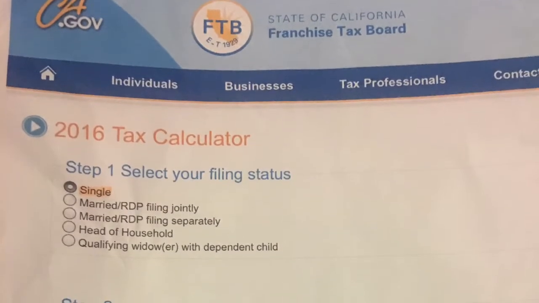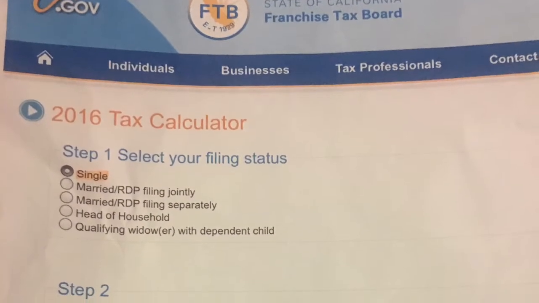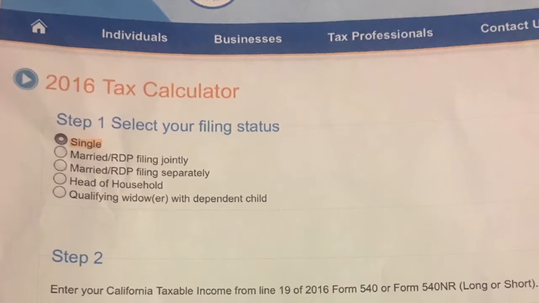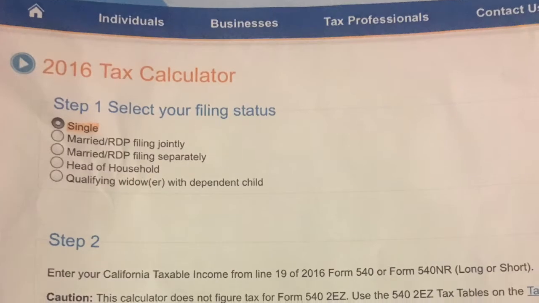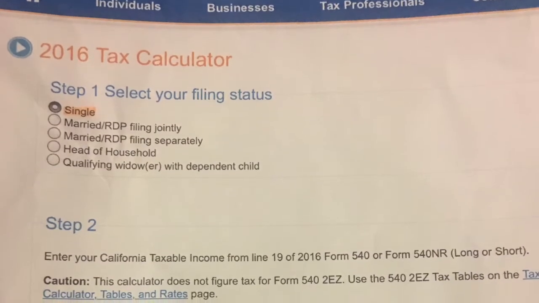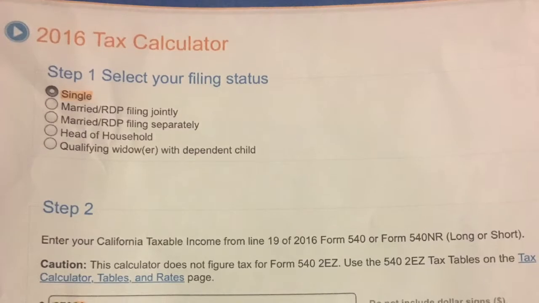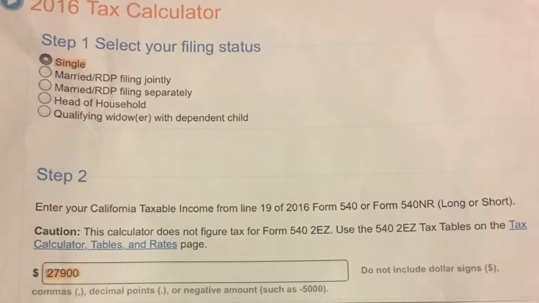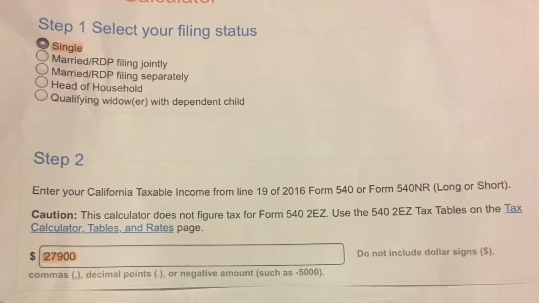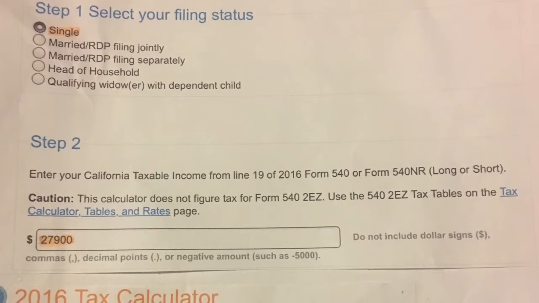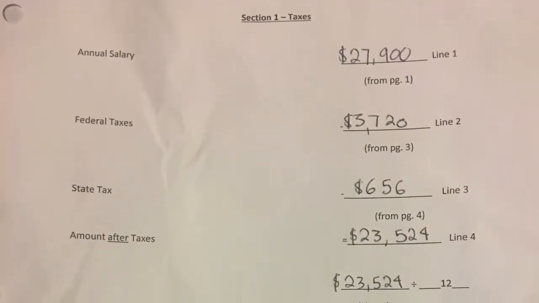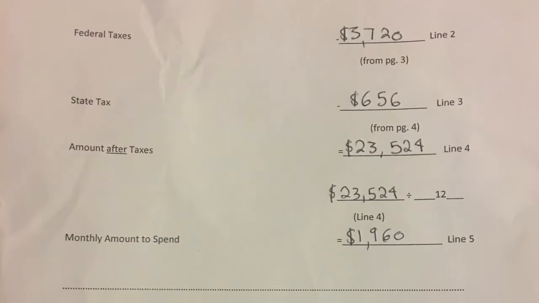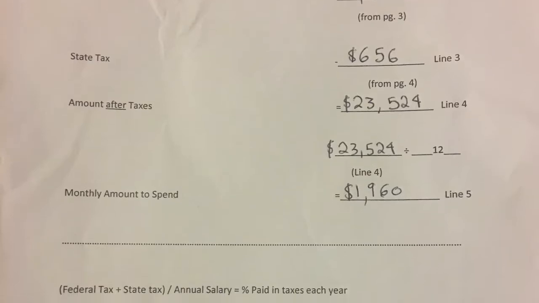Now for page 4, as you'll see on the rubric, you have to go to ca.gov, tax calculator. And remember, take a screenshot of this as well, because this is going to be your evidence for page 4. So when you go to the website, go to 2016 tax calculator. That's what we're using for my example. Select single, and then go to step 2. Enter your annual salary into that bar that's highlighted, and use that information for the state tax, line 3, on page 2. And as you see here, I filled out all the information, done the math, and gotten 15.6% for section 1 of the annual salary.